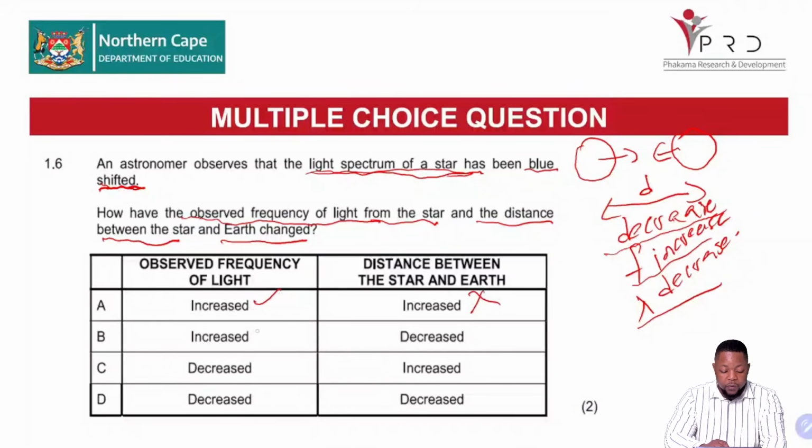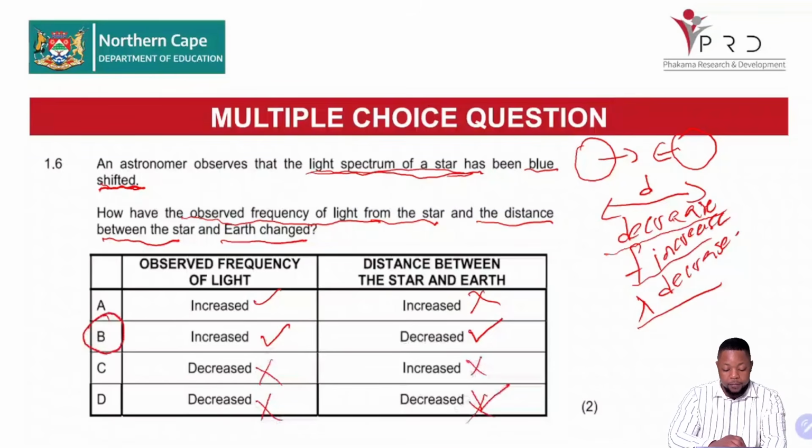Second option says the frequency increased. Yes, we agree with that. And then the distance decreased. We agree with that. The other option, C, frequency decreased. Disagree with that. Distance between increased. We disagree with that. And then the D option says decrease, frequency, and decreased. Now, this one we agree with. So the best answer here will be C.